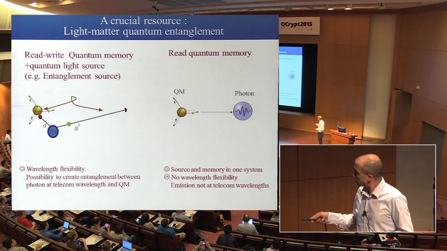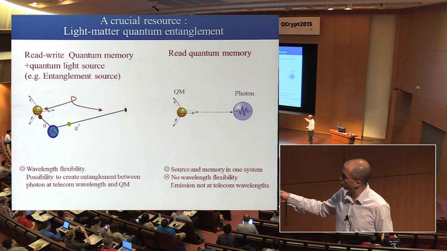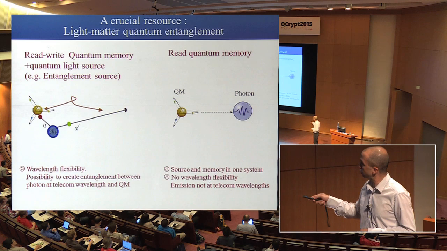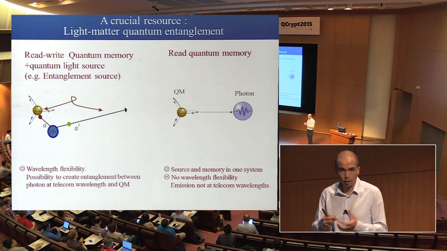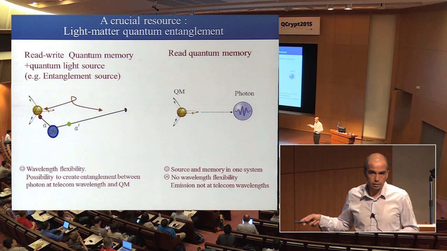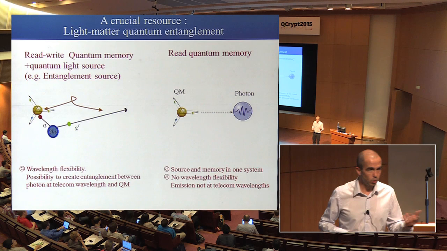So this first solution has the advantage that you basically have some wavelength flexibility. For example, with your source, you can create a photon which can be resonant with your favorite quantum memory at any wavelength, and the other photon can be at telecom wavelength to be sent far away. So this is a nice advantage. This solution, on the other hand, doesn't have this, but the advantage here is that you have the memory and the source embedded in one system. So it's actually simpler to do, because you have fewer elements in your network. But the emission typically is not at telecom wavelength, and so if you want to reach telecom wavelength, which is necessary for quantum repeaters, you will need some frequency conversion techniques. So I will speak about this also later.